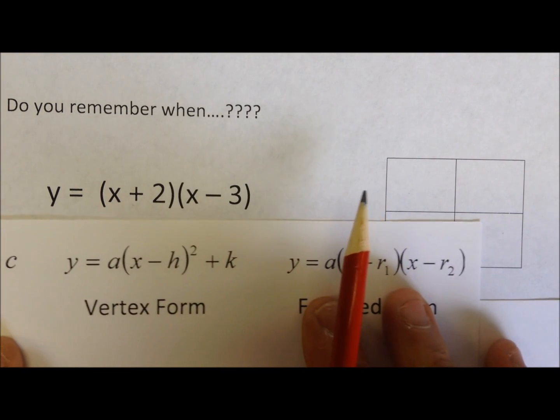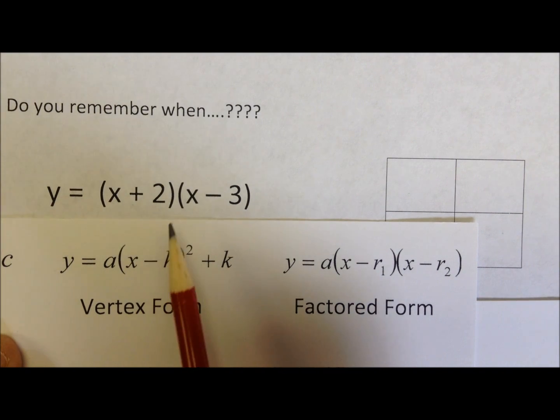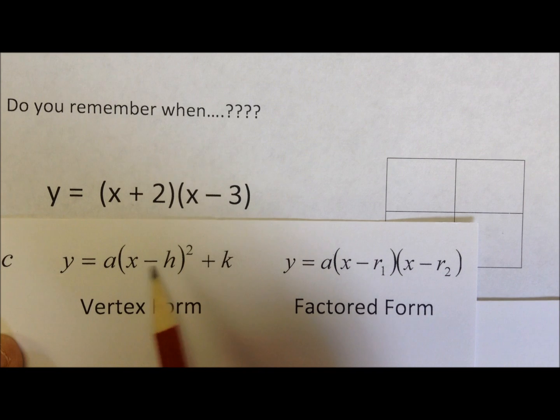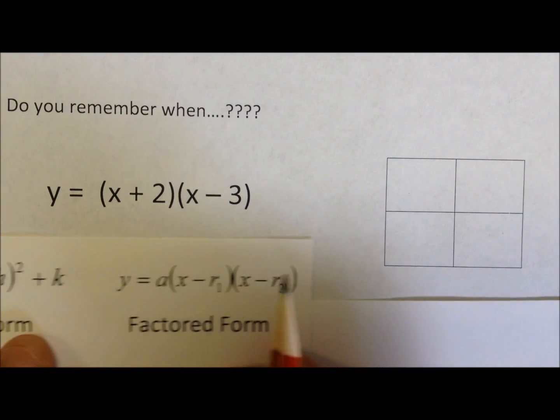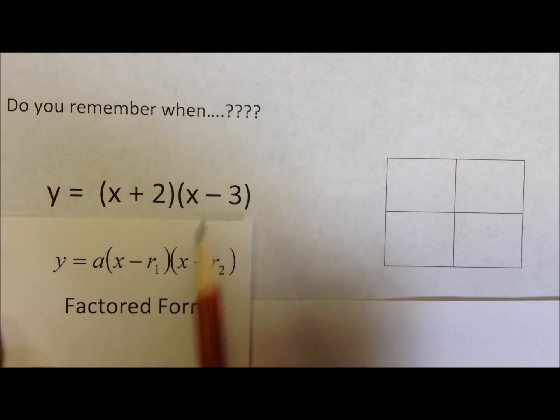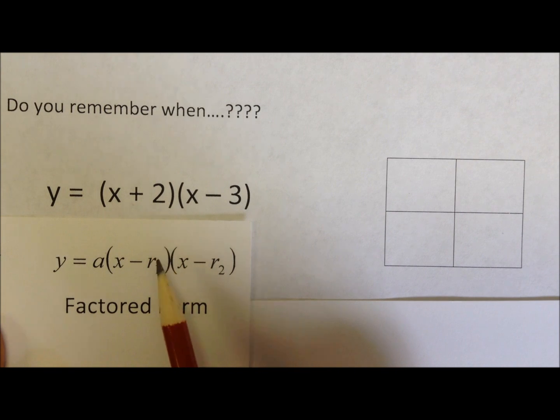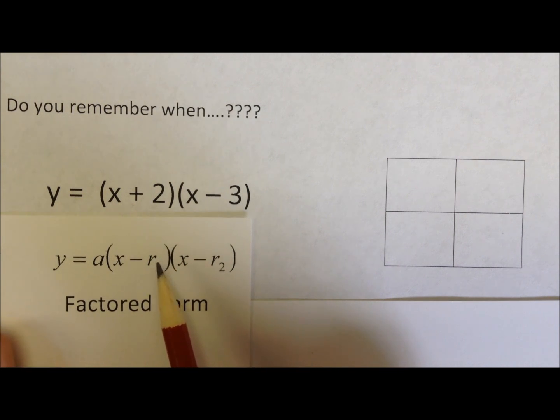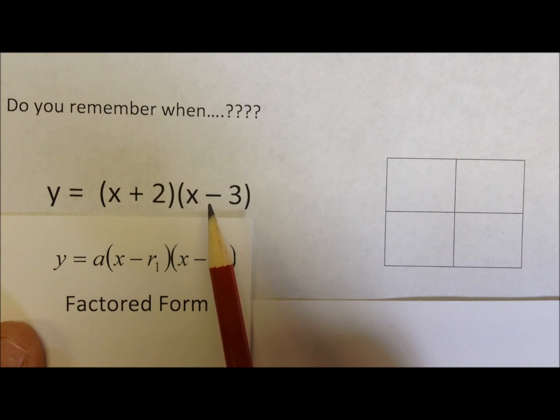Well, let's come over here and check this out. Does it look like vertex form? No, I don't have a binomial raised to the second power. But if you notice right here, hey, this is in factored form. So there should be a greater degree of comfort in looking at an equation that looks like this, because you know that you've seen it before. It is the product of two factors.